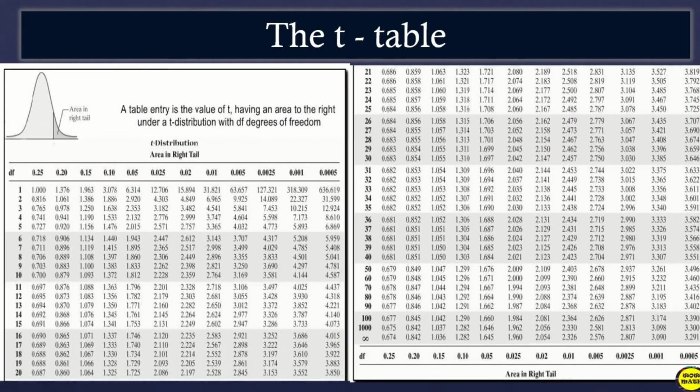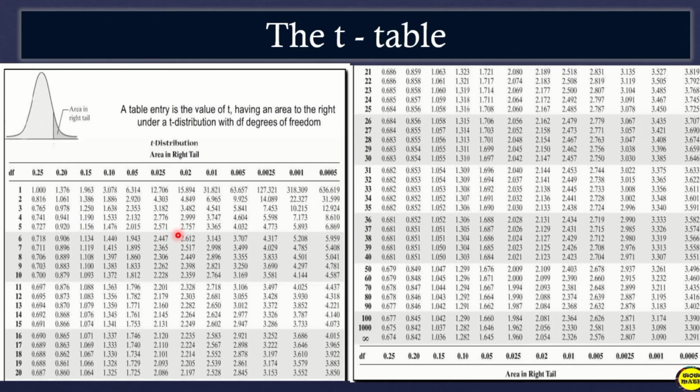Okay, first, kailangan natin mapamiliarize yung t-table natin. So ano ba yung mga kailangan natin tandaan? So, itong mga nasa left side, so itong 1, 2, 3, 4, 5, 6, so up to here, ang tawag natin dyan sa part na yan is the degrees of freedom. And then, itong nasa taas, itong 0.25, 0.20, so ang tawag naman natin dyan is area in the right tail. So, itong nasa loob, ito yung tinatawag nating t-values.